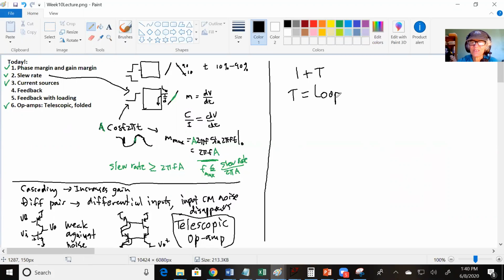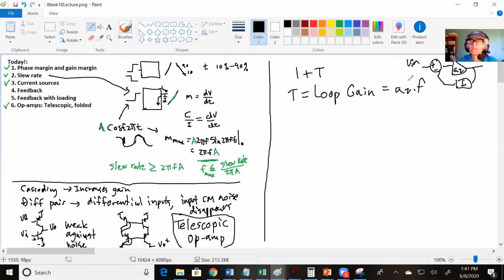And what does it equal in terms of pieces of your circuit? It's AV times F. AV times F, yes. So it's your feedback factor times the gain of your actual op amp, AV F.